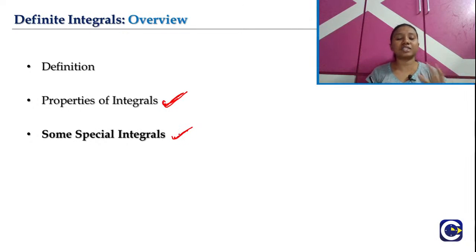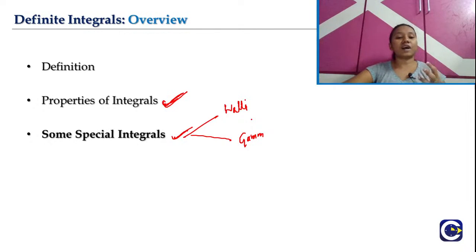In this we are going to see the Wallis formula. So two things we are going to learn in these special integrals: one is the Wallis formula and the next one is the gamma formula. These two will help us find the integral value in an easier way.